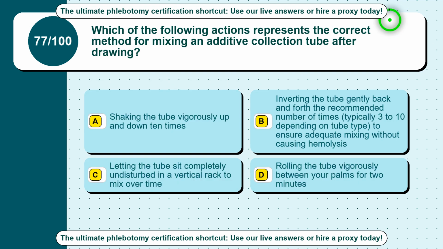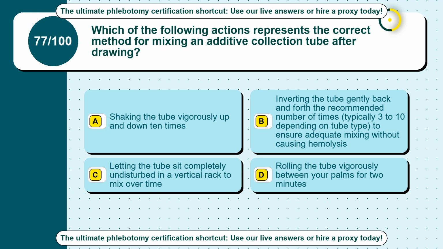Question 77. Which of the following actions represents the correct method for mixing an additive collection tube after drawing? Option A, shaking the tube vigorously up and down 10 times. Option B, inverting the tube gently back and forth the recommended number of times.